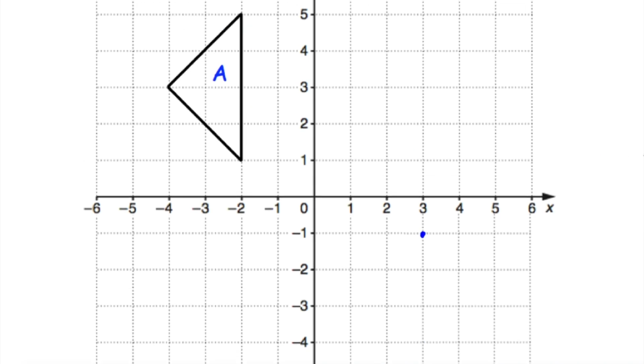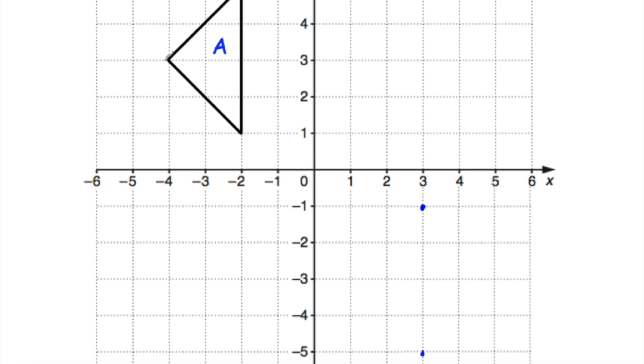That's fantastic. Okay, and then finally this point here. 5 right and 6 down. 1, 2, 3, 4, 5 right and 6 down. 1, 2, 3, 4, 5, 6 will be there. So that's it. There's our 3 points, and now we just need to join them up.